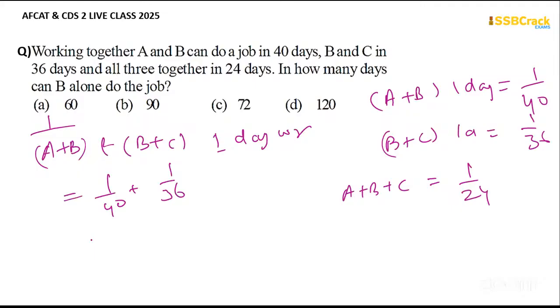Let's leave it here. So it is the 1 day work of both these guys. So for the 1 day work of B alone, we can subtract this quantity from this quantity. We take 1 upon 40 plus 1 upon 36 and subtract 1 upon 24. We will get the 1 day work of B only.